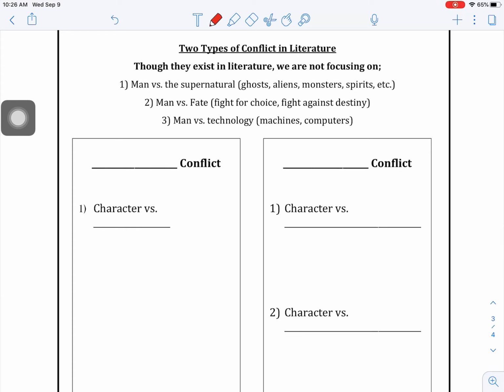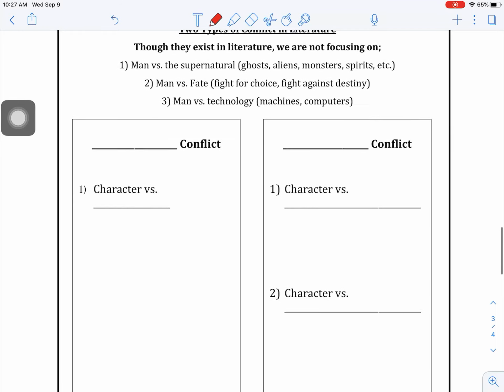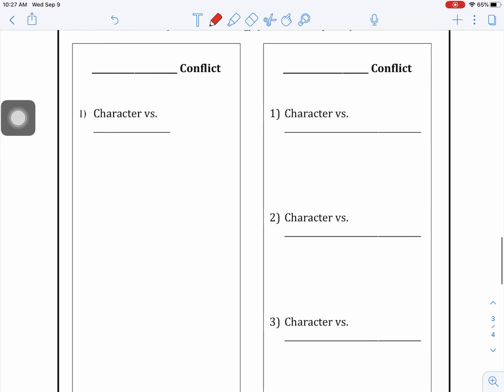We will focus on 2 types of conflicts. We know there are more conflicts than what we're going to write down today. There are conflicts of man versus supernatural, or man versus fate, and man versus technology. Those are absolutely types of conflicts, but not ones we really will be diving into through the course of your 7th grade year. So we are going to look at internal conflicts, and we are going to look at external conflicts, the 2 main types.